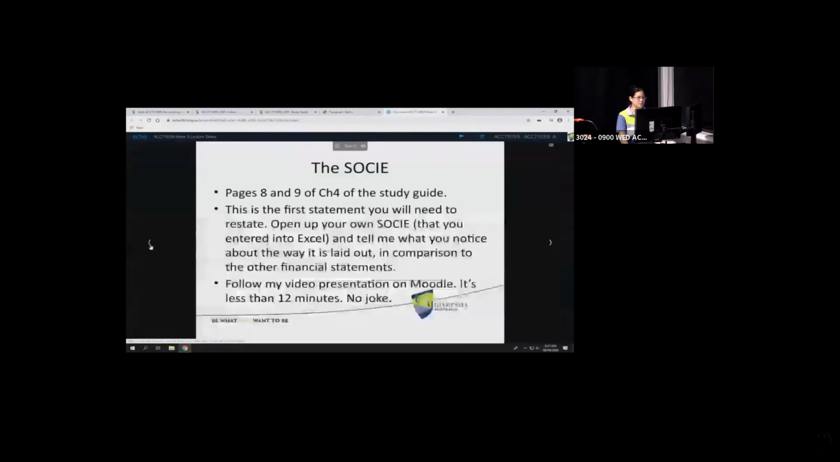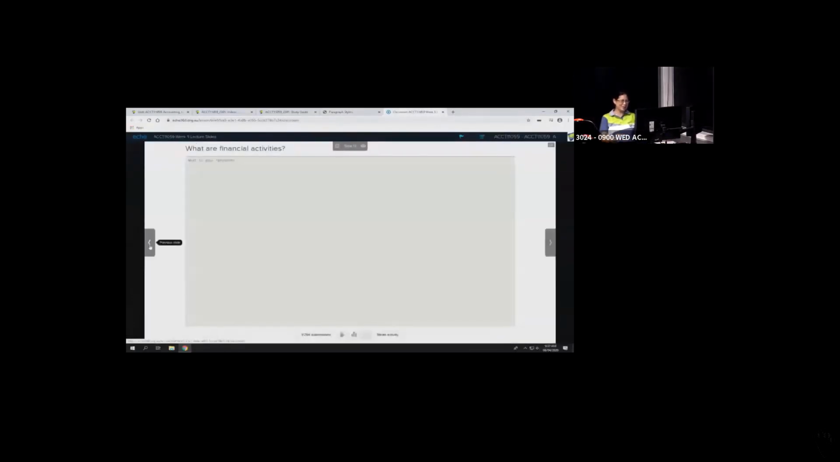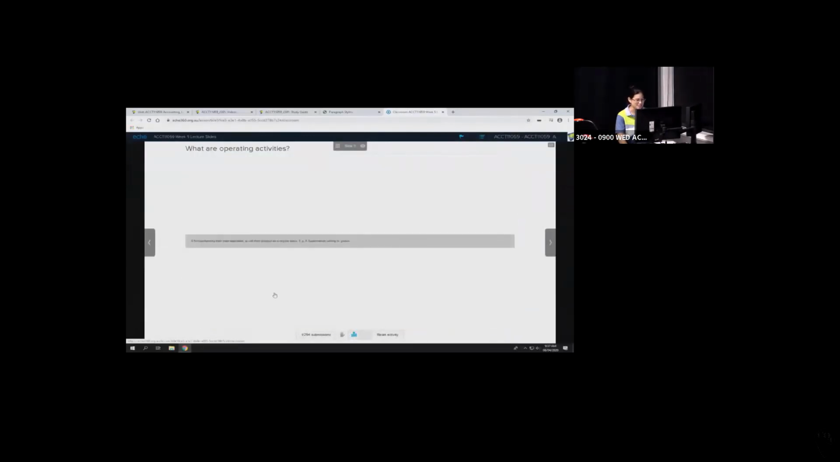Oh, whoops, I didn't realise they were in there, Martin. Sorry. What are operating, what are financing? Did someone actually respond? A firm performing their main operation to sell their product on a regular basis. For example, a supermarket selling its goods. Yep, that's right. Good. That's operating activities.